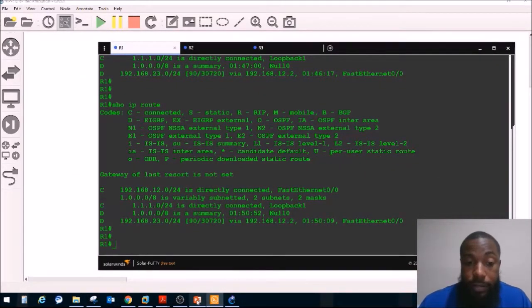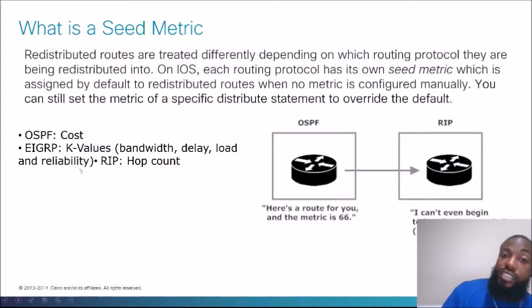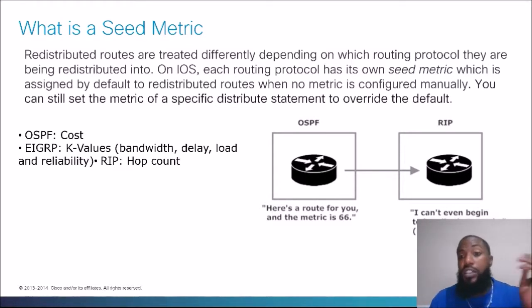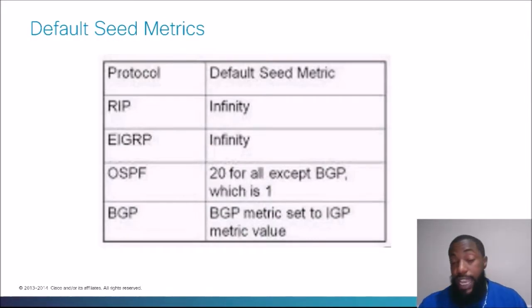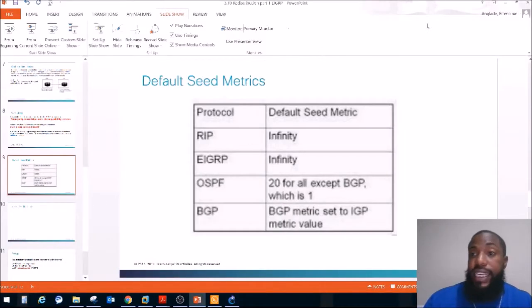Let's go back and take a look at that. What is the seed metric? Redistributed routes are treated differently depending on which routing protocol they are redistributed into. Each routing protocol has its own seed metric, which is assigned by default. So when no metric is configured manually, in this case, we are redistributing RIP, and the default metric for that is infinity. That's going to drop. That's not going to show up. So we need to define a seed metric. Let's go ahead and do that.